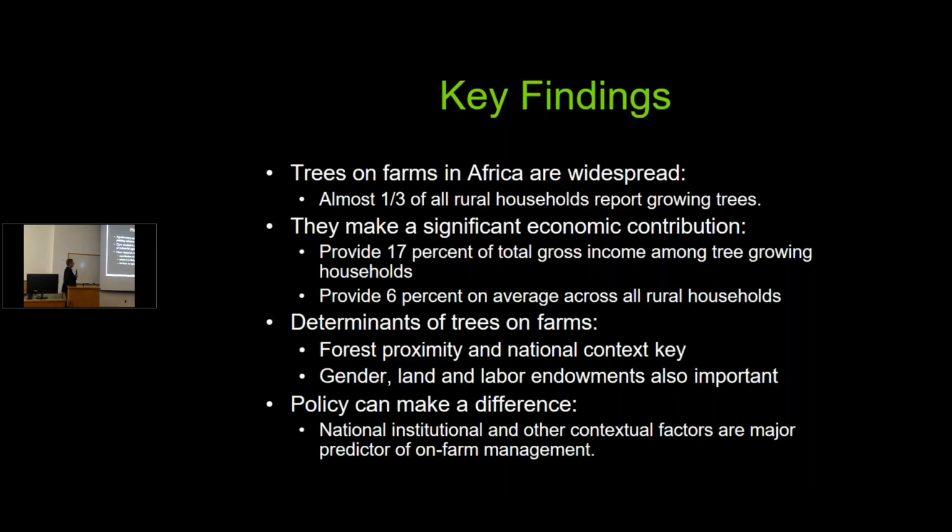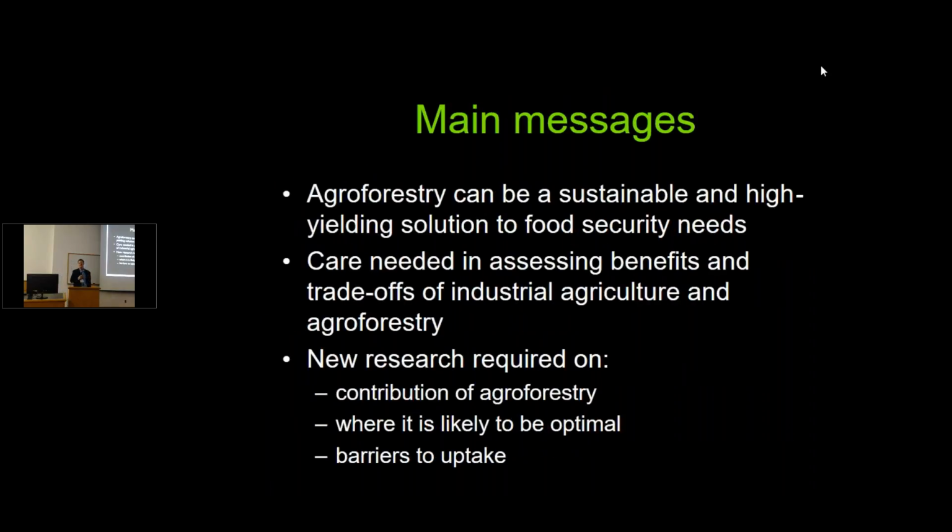So last slide, or at least second to last. What I want to argue is that agroforestry can be a sustainable and high-yielding solution to food security, which is the topic of our conference. And we need to be careful when we're thinking about the benefits and trade-offs of industrial agriculture or agricultural intensification versus practices like agroforestry.